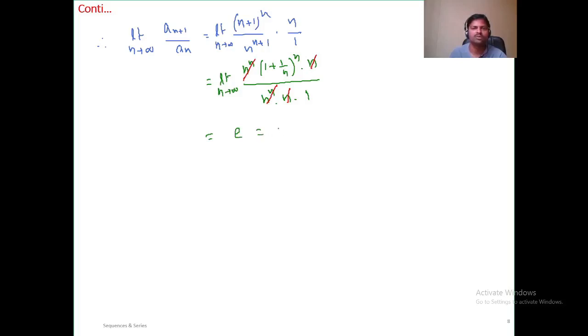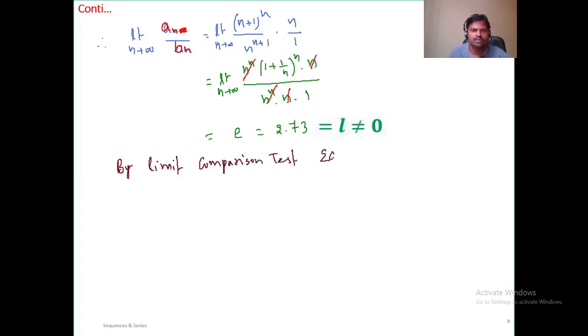The value of e is how much? 2.73. So by the limit comparison test, both the series an and the series bn converge or diverge together, right?